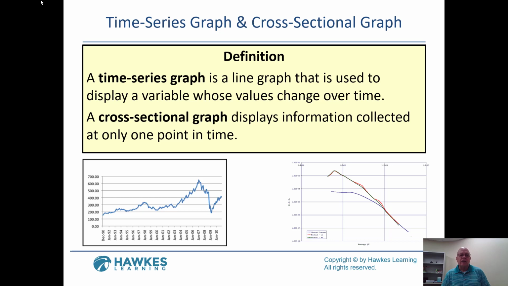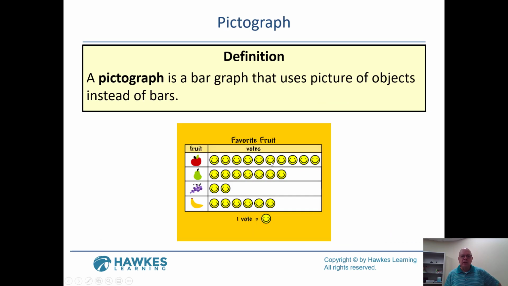The other kind you might see is a cross-sectional graph, and that's information you got at one point in time as opposed to a sequence of times. Next, we've got a pictograph, and it's a bar graph. You know that those are graphs that don't have the sections touching, and it uses pictures instead of bars.